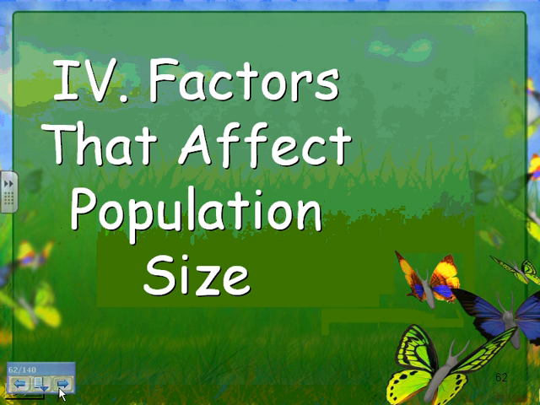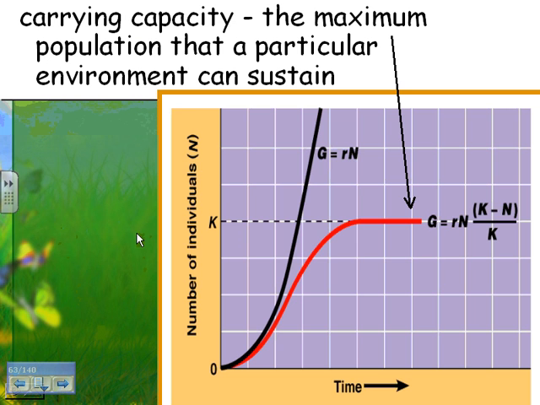Factors that affect population size. Carrying capacity. This is the maximum population that a particular environment can sustain. So if you look at the red line, you start out with very few individuals. Here it says number of individuals. So not so many, and then you increase because you have a lot of individuals born and not so many die. And here what you're seeing is stable population.